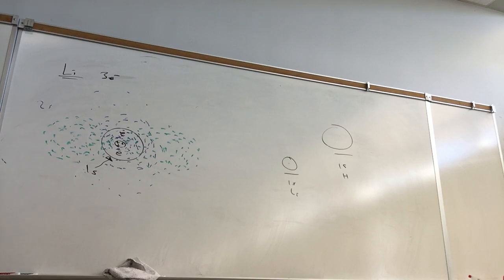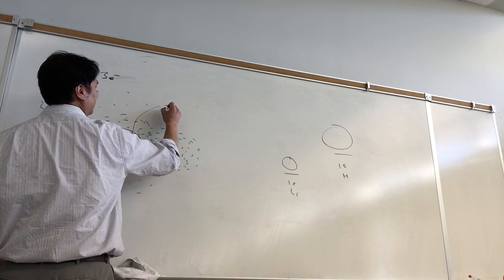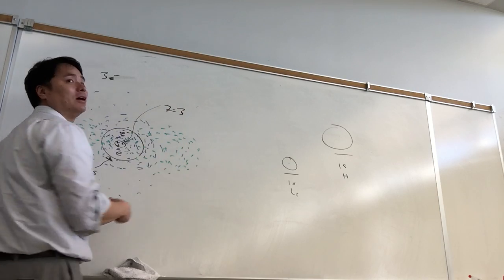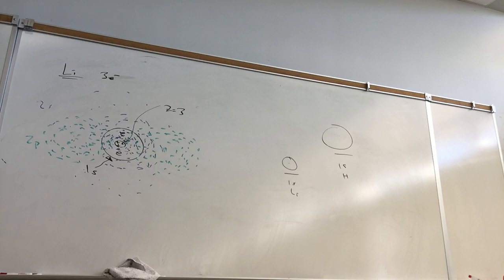Now, this is a 2p. What we're interested in is something called Z. What is Z? Z equals 3, right? Each electron wants to see Z equals 3 because that's going to lead to the strongest attraction.